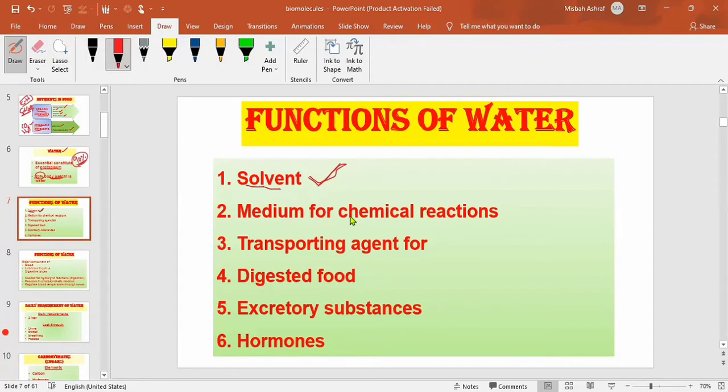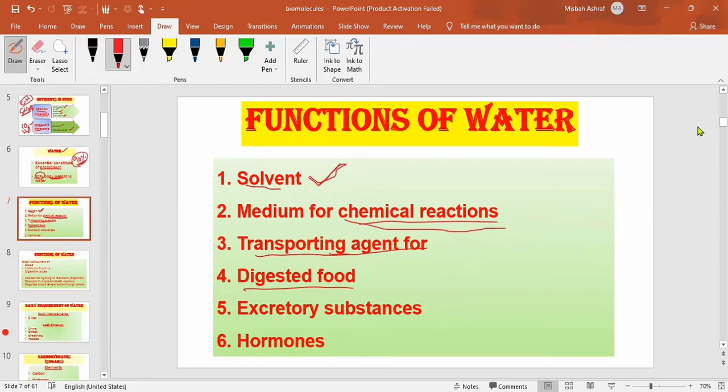Second, it is a medium for chemical reactions. The chemical reactions which occur in our body take place in an aqueous medium. Aqueous means a liquid or watery medium, and that watery medium is provided by water. It's also the transporting agent. It transports substances. Which substances? Digested food, glucose, amino acids from the small intestine to different parts of the body.